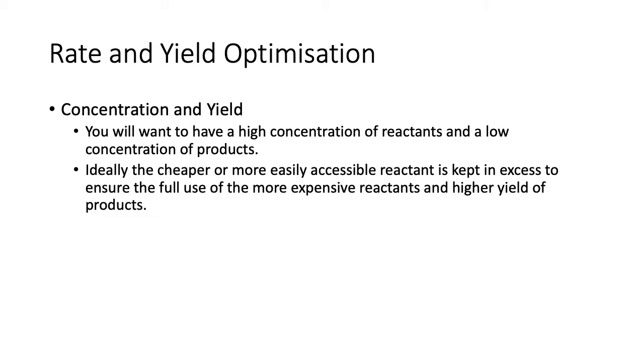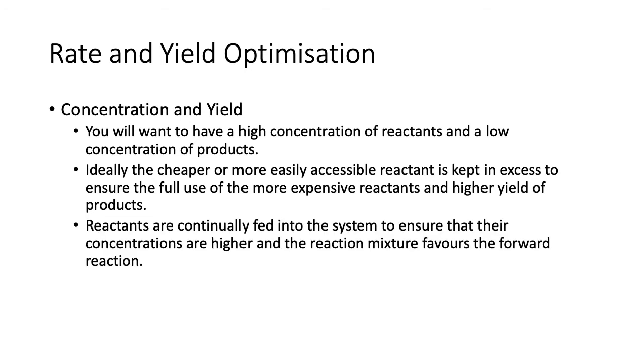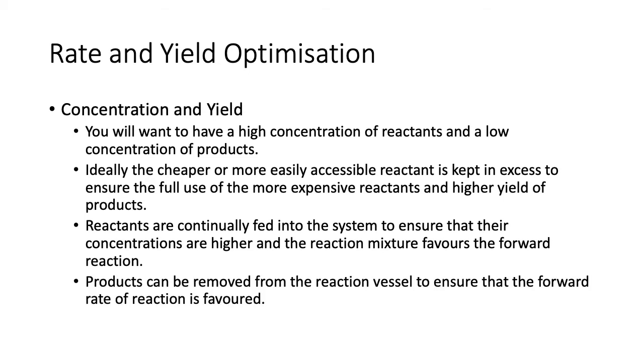Ideally, you keep the cheaper and more easily accessible reactant in excess to ensure the full use of the more expensive reactant and higher yield of products. Okay, so you just have to think which one's cheaper, pump in more of that so it's in excess to keep the rate high. All right. Again, reactants are continuously fed into the system to ensure that they are high concentrations and the reaction mixture favors the forward reaction. And even better than just continuously feeding in the reactants is removing the products. If you remove the products, you decrease the rate of reverse reaction, and therefore you're just going to continue to make more and more of that product at a good rate as well with a high yield.